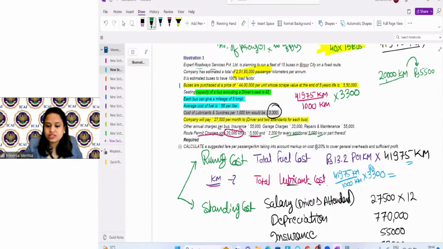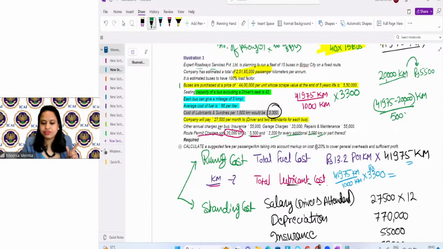Now see, beyond this 20,000 kilometer, how much kilometer is left? We have to find it. So 41975 minus 20,000. This much kilometer will be left. Divide this with 5,000 kilometer, because after every 5,000 kilometer, permit charges is required.